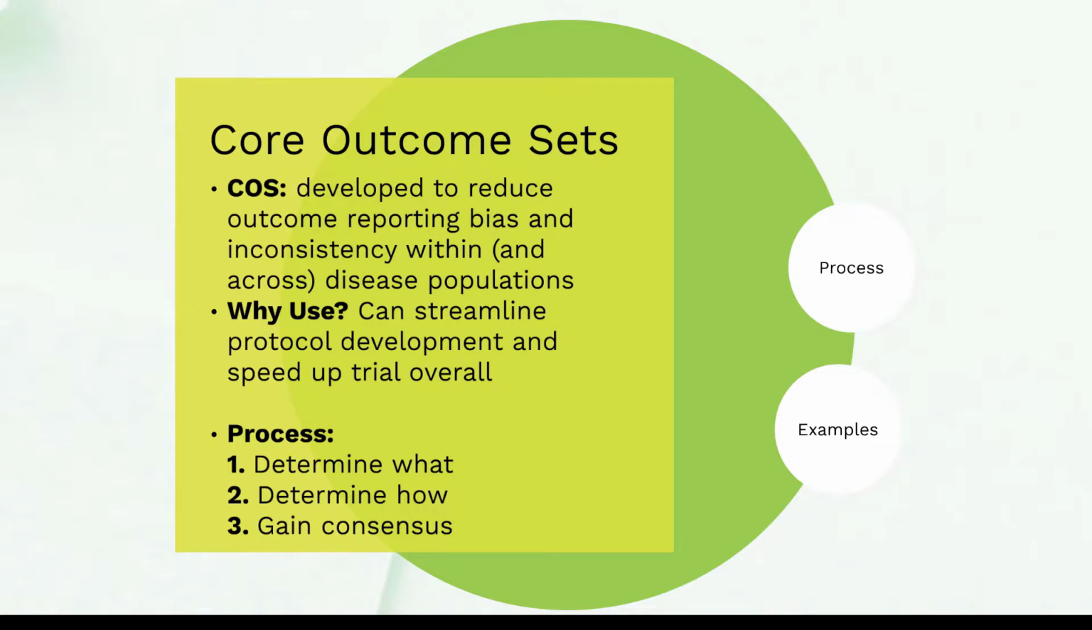If you're looking to develop a core outcome set, so if you've done a search and your disease area doesn't have one, but you've noticed over the course of time that people are reporting similar outcomes, but they're not all the same, and that makes it hard to look at the overall evidence of this intervention, there's a process that's been developed by a group called COMET, C-O-M-E-T, and it's basically determine what you want to answer, determine how you want to answer it, and then gain consensus. And the consensus part is really key, and that happens at a couple of times during the process.